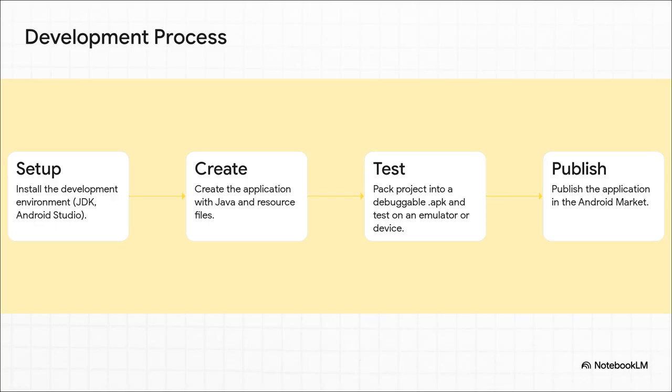So the whole journey for a developer kind of boils down to 4 main stages. First, they set up their tools. Then they get to the creative part, writing the code and creating all those resource files we just saw. After that comes a whole lot of testing. And finally, they package everything up into a little file called an APK and publish it for all of us to download.